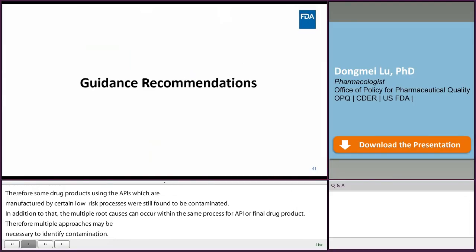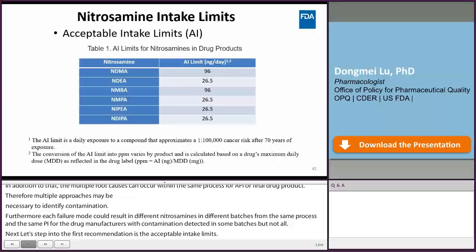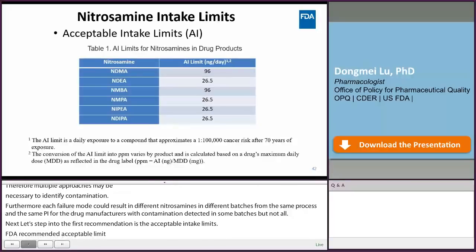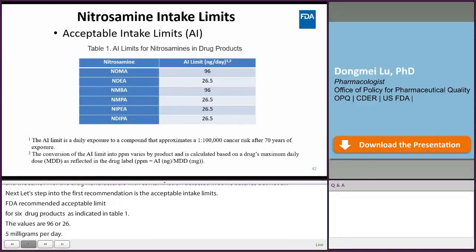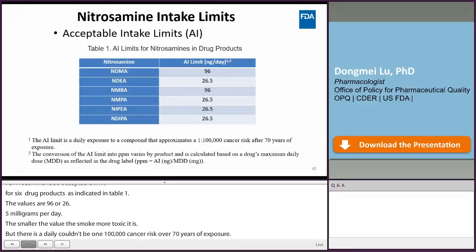Next, let's step into the recommendations. The first recommendation is the acceptable intake limit. FDA recommended acceptable intake limits for 6 nitrosamines in drug products as indicated in Table 1. The values are 96 or 26.5 nanogram per day. The smaller the value, the more toxic it is. The AI limit is the daily exposure to compounds that approximates a 1 in 100,000 cancer risk after 70 years of exposure. According to toxicology, it is not expected that a nitrosamine impurity will cause cancer when exposure is at or below the acceptable level. The conversion to part per million, the ppm, is based on maximum daily dose. It can be calculated using the AI limit divided by maximum daily dose.